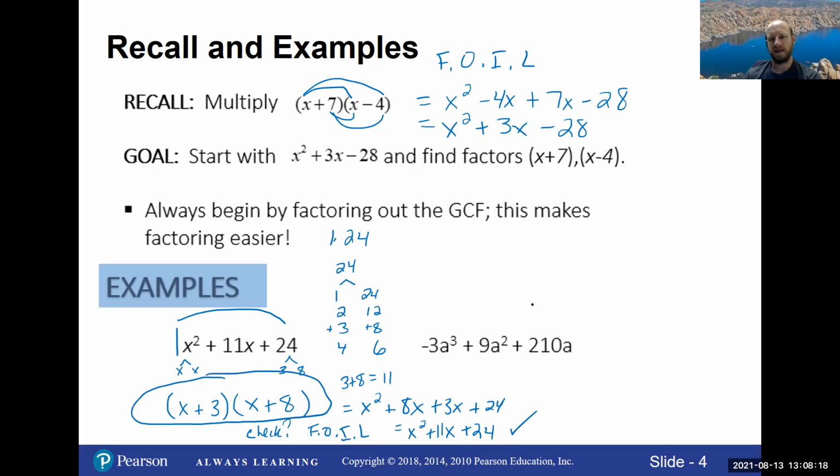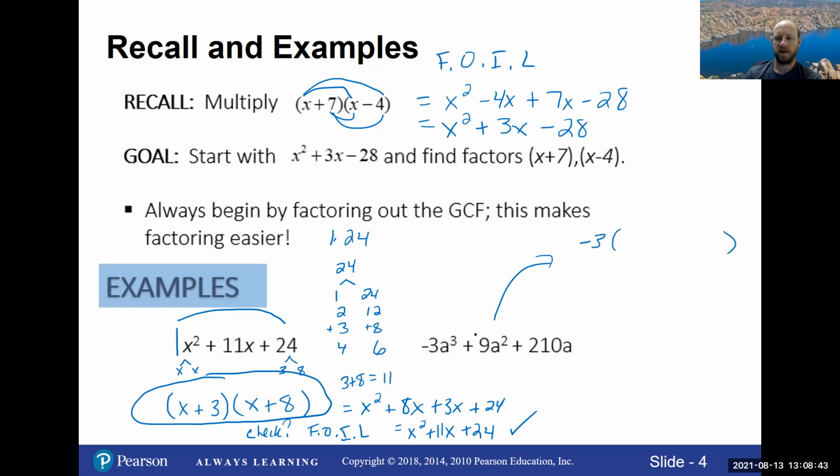All right, and the next one, I might need a little more room. I might just start this one up here. But notice right away, I have three coefficients: -3, 9, and 210. I think 3 definitely goes into 9, and I believe it also goes into 210. It does, it goes in there 70 times. So I'm going to take out a -3.